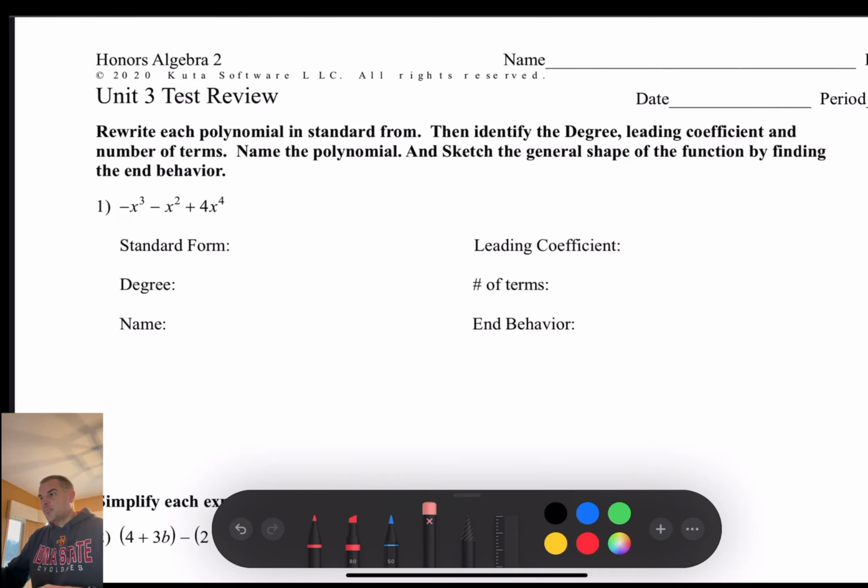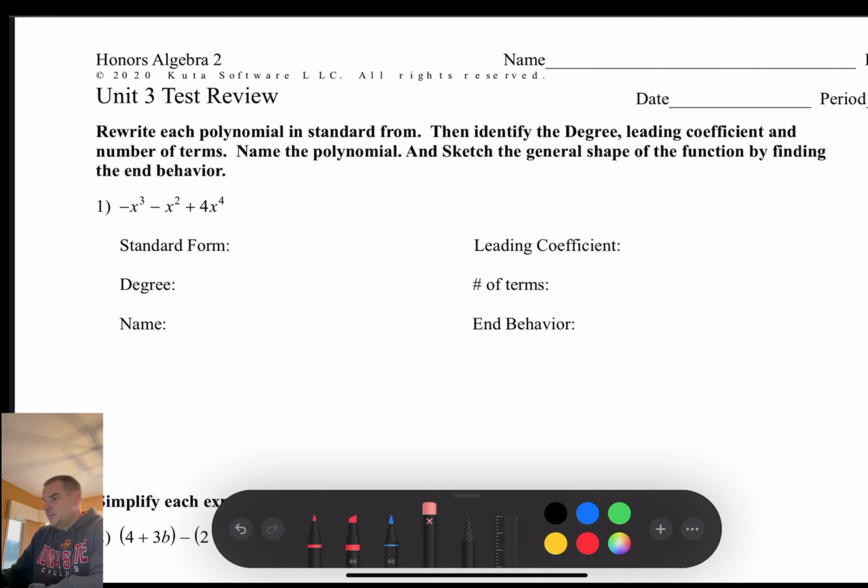Okay, so we're gonna go through the test review. I just put the answers down there too, so if you don't want to watch the video, I put the PDF of this in as well. So, rewrite each polynomial in standard form, identify the degree, coefficient, and so on.